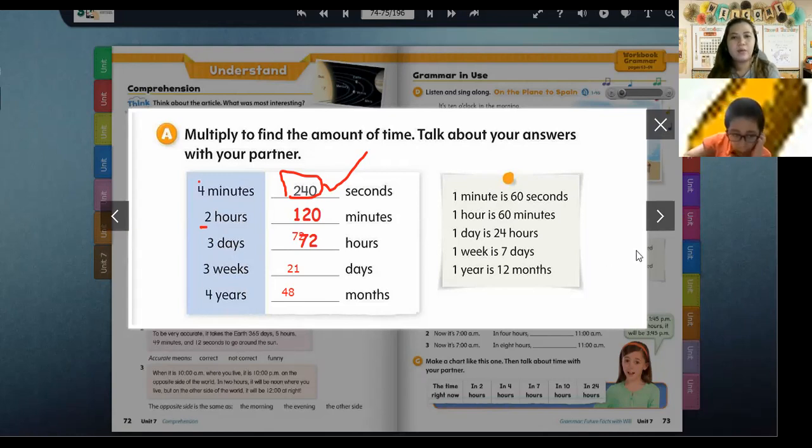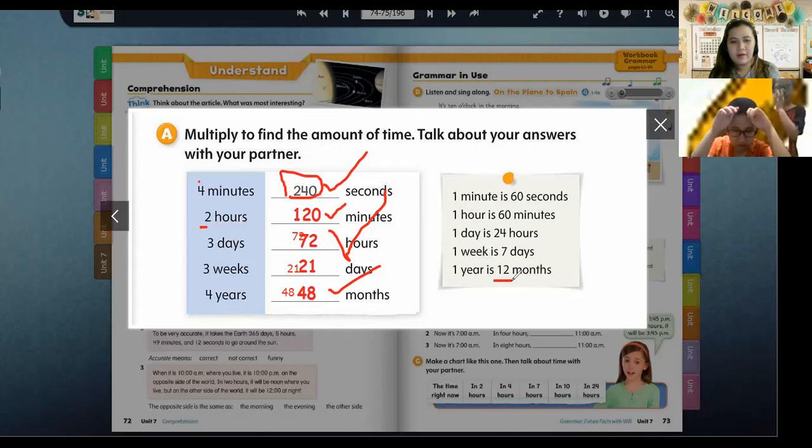And 3 weeks. So how many days is 3 weeks? So your answer is 21. That's correct. Very good. So 3 multiplied to what number? 3 is multiplied to 7. Okay, 3 is multiplied to 7, so that's 21 days. That's correct. And 4 years, so how many months? That's 48. You answered 48. That's correct. So 4 multiplied to 12. That's the answer. Okay, very good.